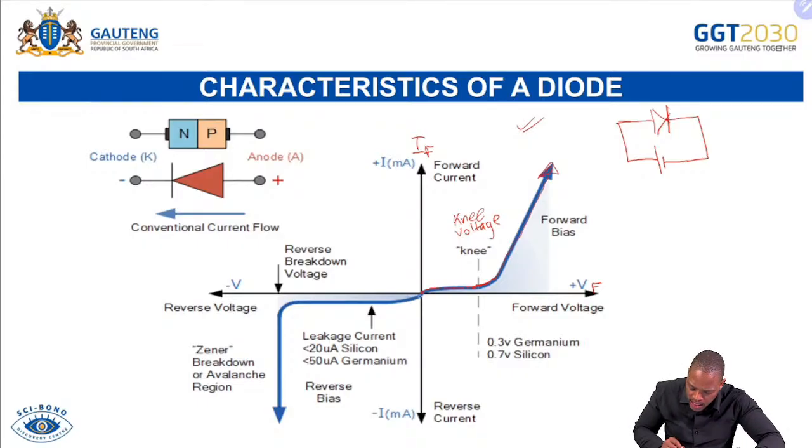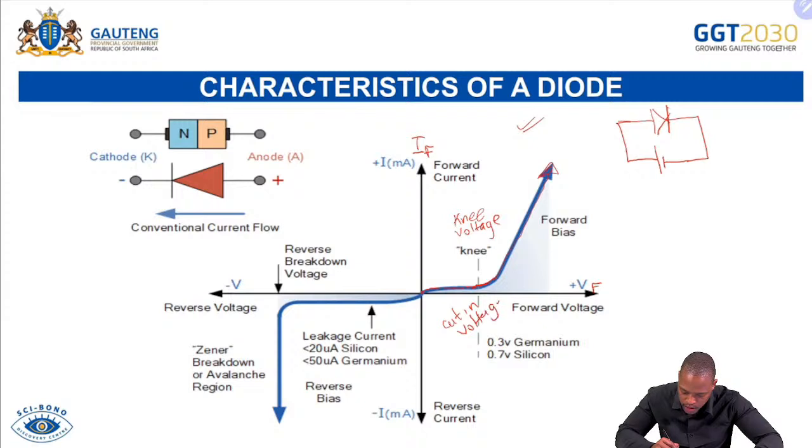So when it reaches knee voltage, the current starts shooting up, conducting electricity. Knee voltage is also referred to as cut-in voltage. So another word for it is cut-in voltage. It can be called knee voltage, and it could also be cut-in voltage.